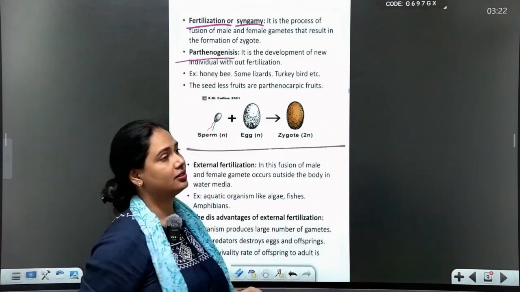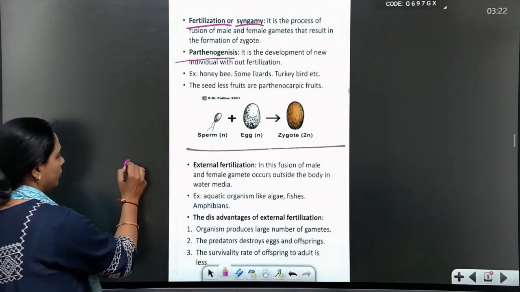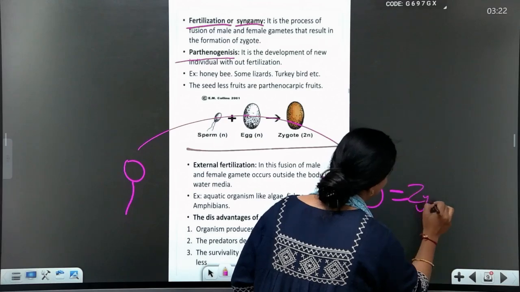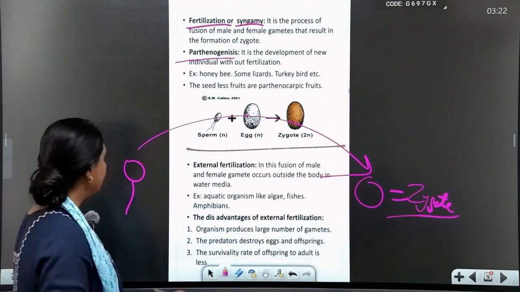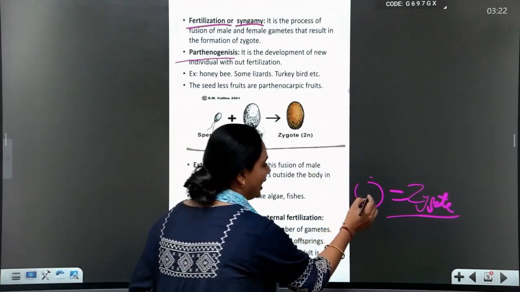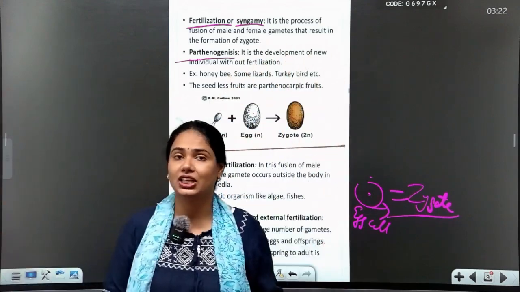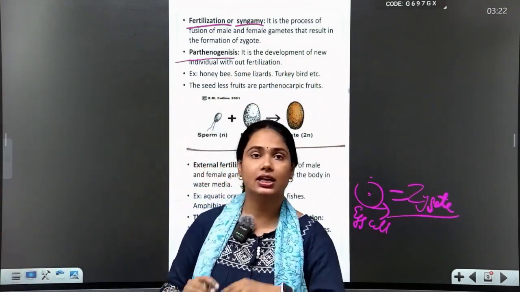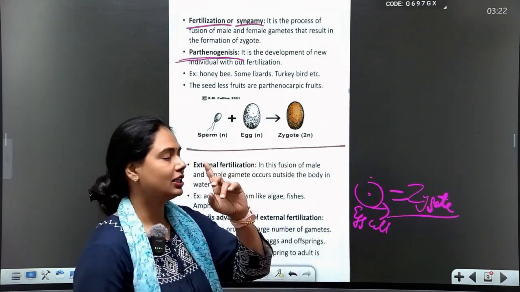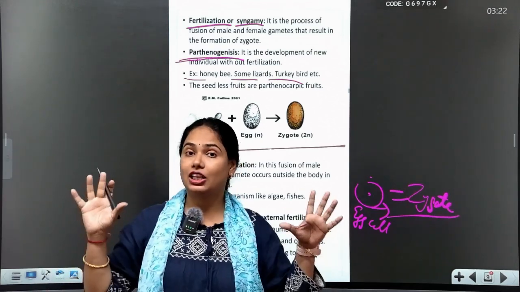And what is parthenogenesis? It is zygote formation without fertilization. You know there is a sperm and an ovum; we need the sperm to fuse with the ovum and form a zygote. What happens when there is no sperm, no transfer of sperm? Still, the egg cell converts into a zygote. Without fertilization, if the egg cell converts into a zygote, this process is called parthenogenesis. Examples: honeybee, some lizards, turkey bird.